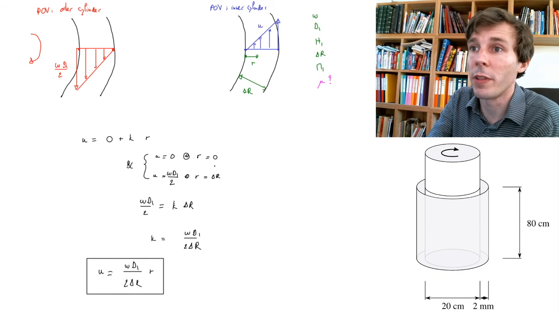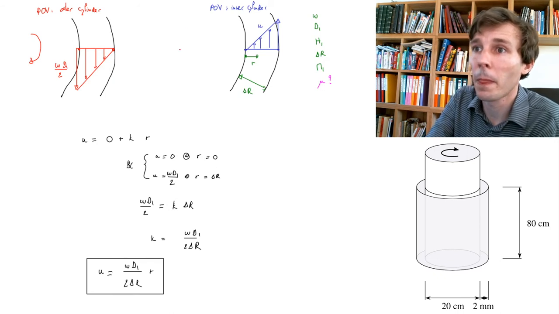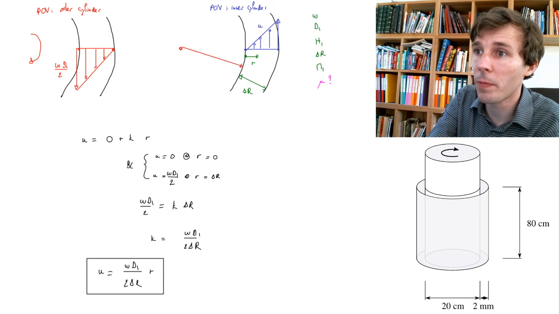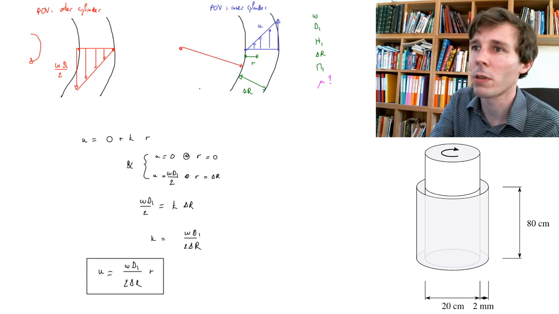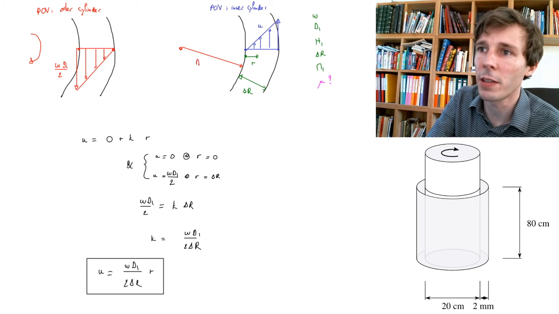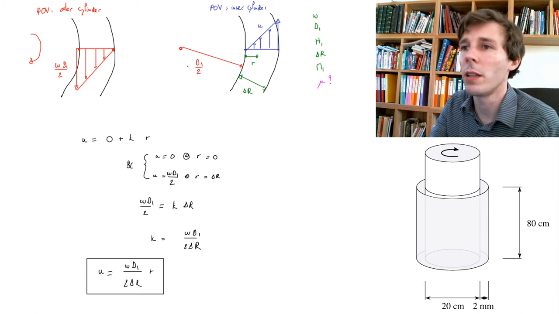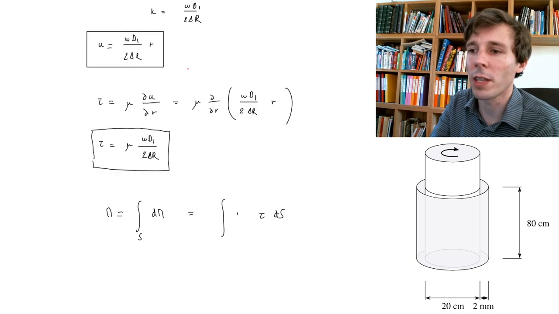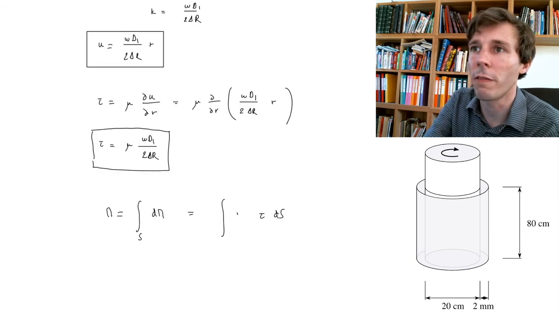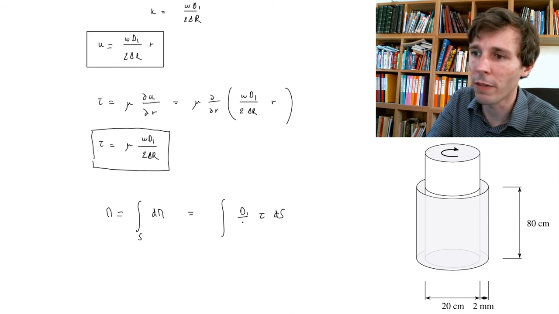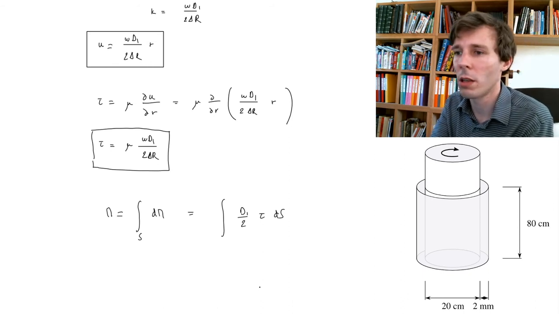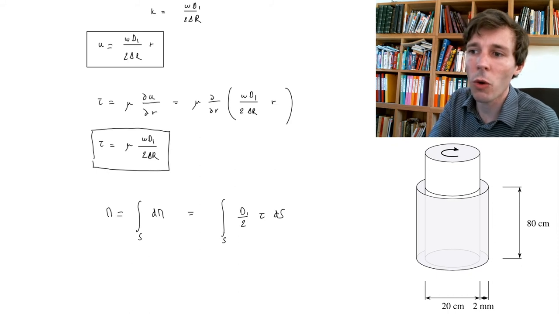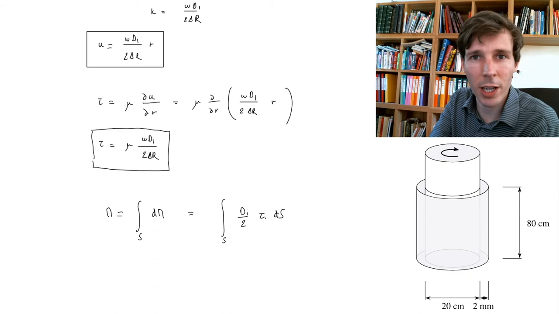And the radius every time is the radius away from the center of the inner cylinder, from this center here towards here, the inner cylinder surface. And this surface here is d1 divided by 2. It is the inner radius. So the radius in this case is not a variable. It is just a constant. It is d1 divided by 2 times tau ds. Okay, so we have to carry out this whole integration with respect to surface, every time the shear.